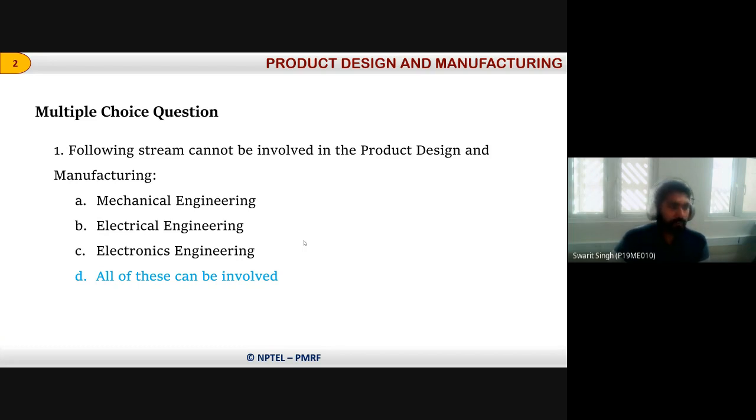Moving to the second question, it is a very simple question: which is not a typical example of a product? In the very first class, we defined a product. So which is not a typical example of a product? The options are a laptop, a chair, a book, or an engine.